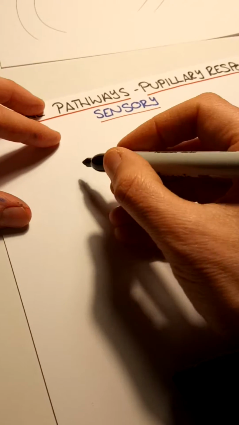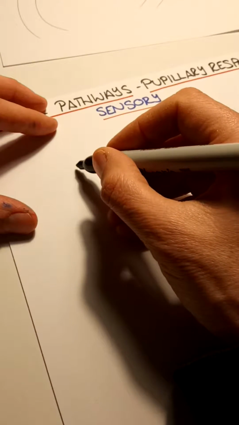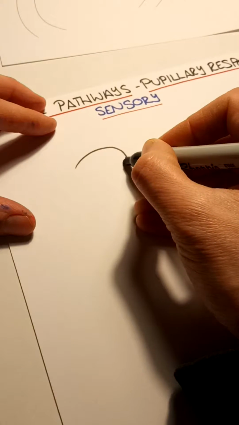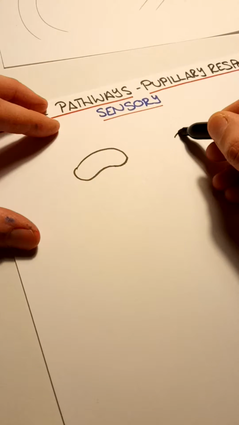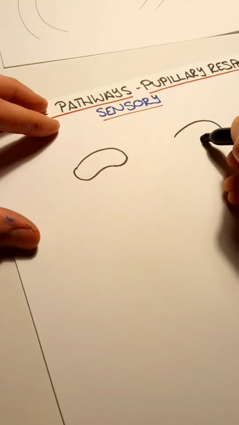These are your fields of vision. We'll make them a reasonable size, because we need to draw in these. Right, those are your fields of vision. Now, we'll divvy them up into right and left.